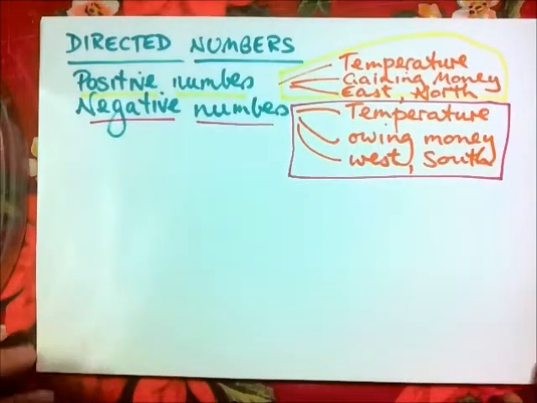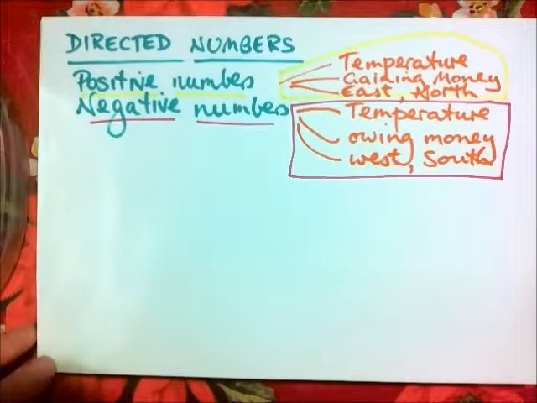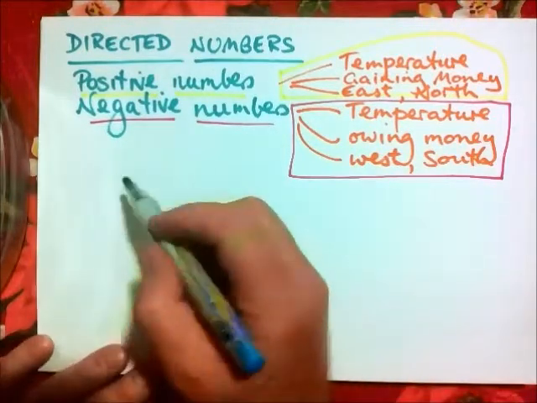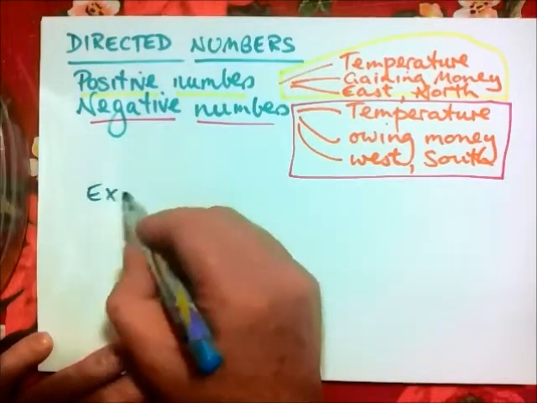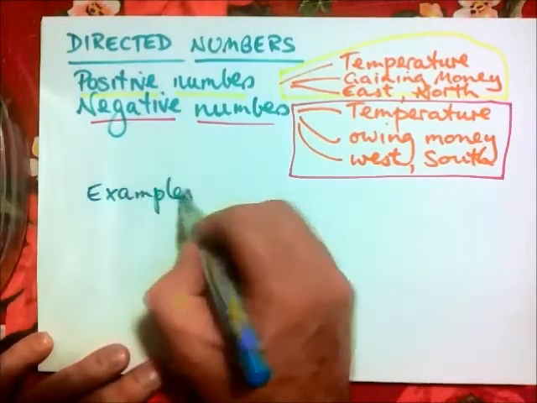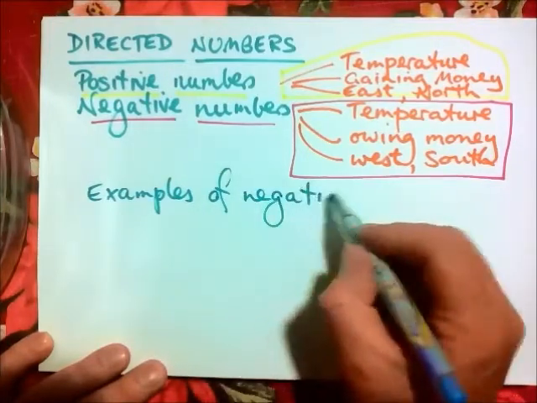What about some examples of negative numbers? I'm sure you can think of quite a few. As I mentioned earlier, 32 degrees below zero. America has recently been in quite a cold snap. So some examples of negative numbers. -32 would be one of them. But here are some others.